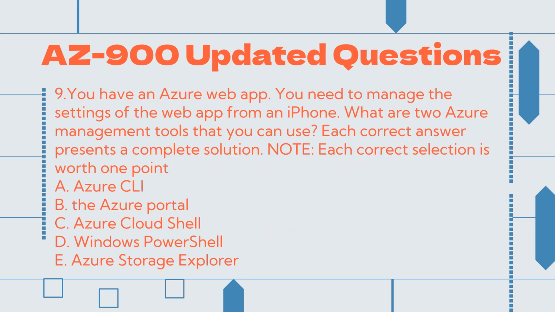9. You have an Azure web app. You need to manage the settings of the web app from an iPhone. What are two Azure management tools that you can use? Each correct answer presents a complete solution. Note: each correct selection is worth 1 point. A. Azure CLI B. The Azure Portal C. Azure Cloud Shell D. Windows PowerShell E. Azure Storage Explorer.